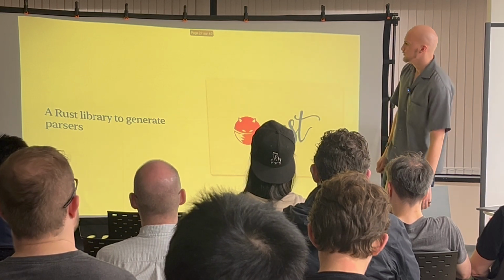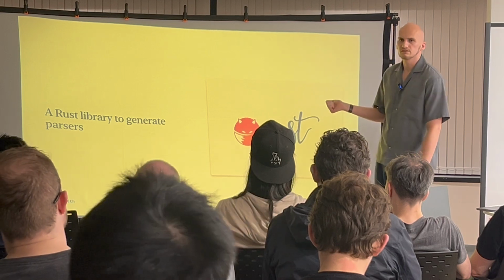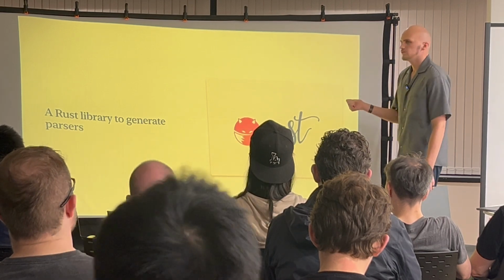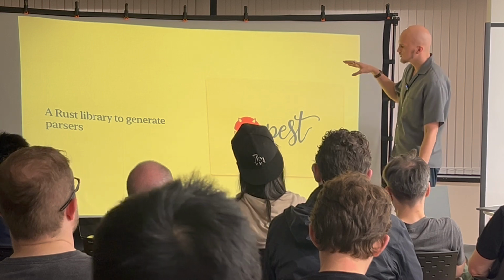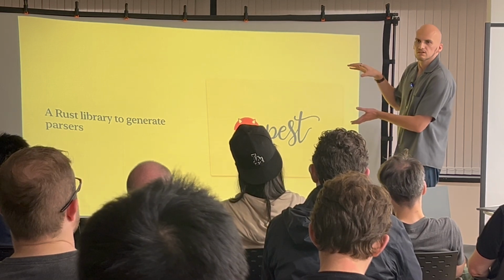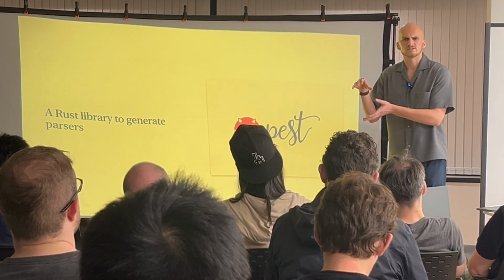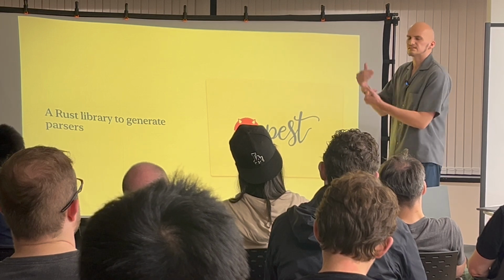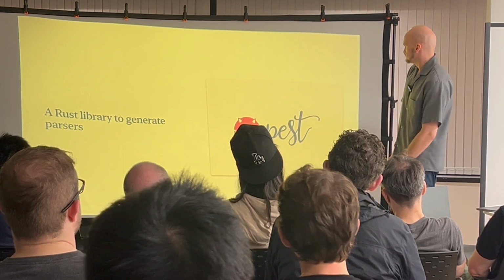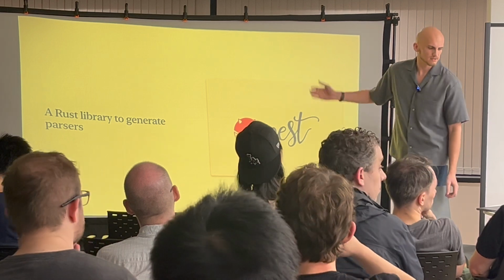A good example of it is the pest library in Rust. The grammar I've been showing you since the beginning is actually the syntax of the pest library. Each library has its own syntax, although everything is quite similar. But yeah, that was pest since the beginning.